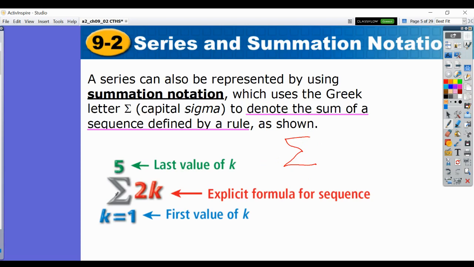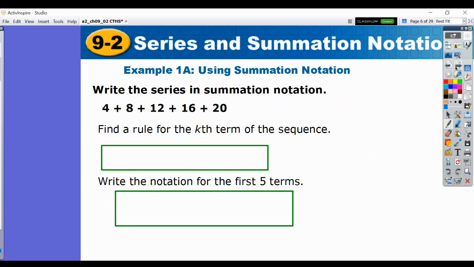The way it works is you have the sigma there, and then down here at the bottom you have your starting value, which is 1, and your ending is 5. So this means I'm going to start with term 1 and end at term 5. My formula is here, and basically you plug in a 1, then a 2, a 3, a 4, and then a 5, and then you stop. It starts on the bottom, stops on the top, and you add up all those terms. I will show you some examples of how that works.